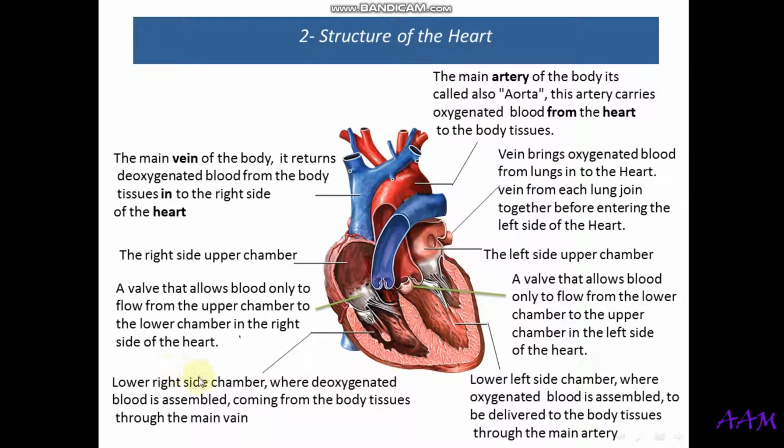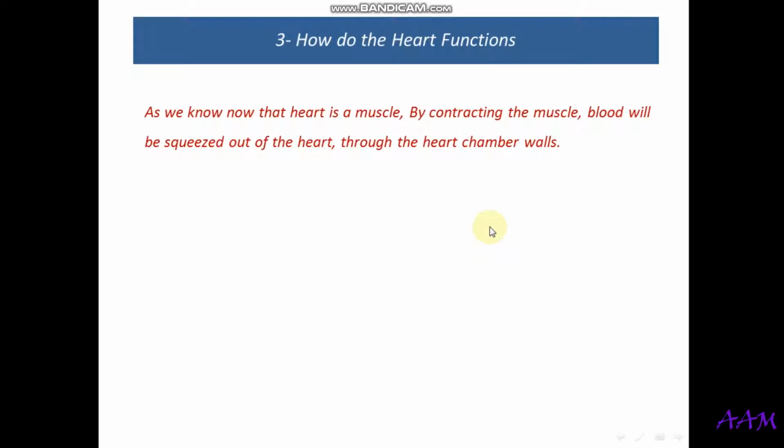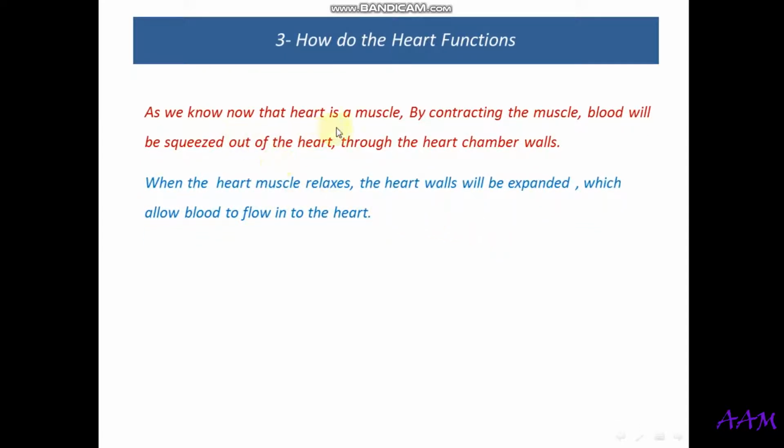So these are the four valves, and these are the lower chambers here, and I think that's all concerning this place here. How does the heart function? How does it work? I wrote this in red and blue so that you know: red is oxygenated blood and blue is deoxygenated blood. As we know, the heart is a muscle. By contracting, what happens? It squeezes out the blood. Which blood do we squeeze out of the heart? Oxygenated blood to the other parts of the body. And when it relaxes, deoxygenated blood comes into the heart, so that it gets squeezed again by contraction to the lungs to get oxygenated, and so on.